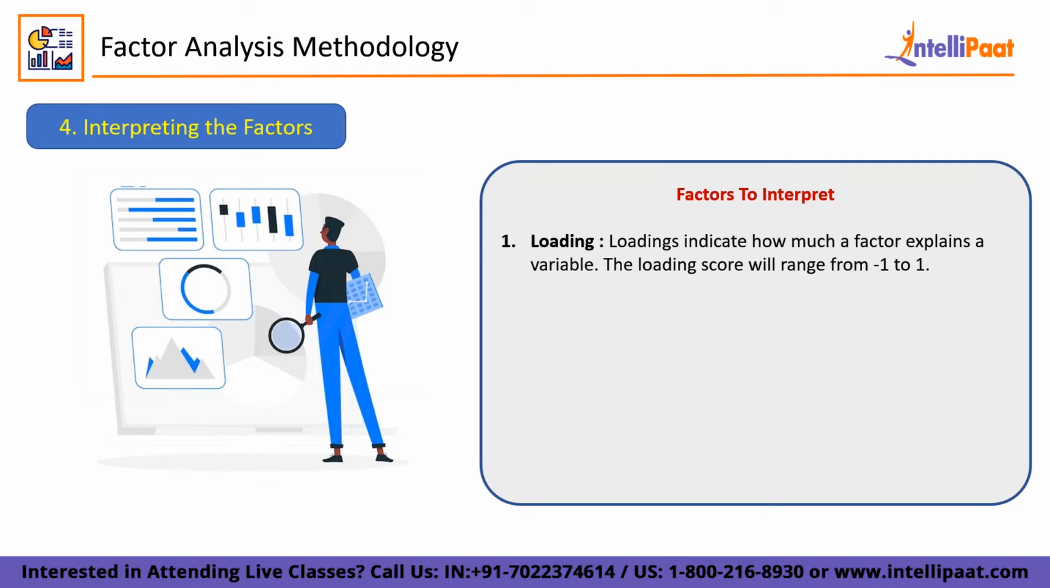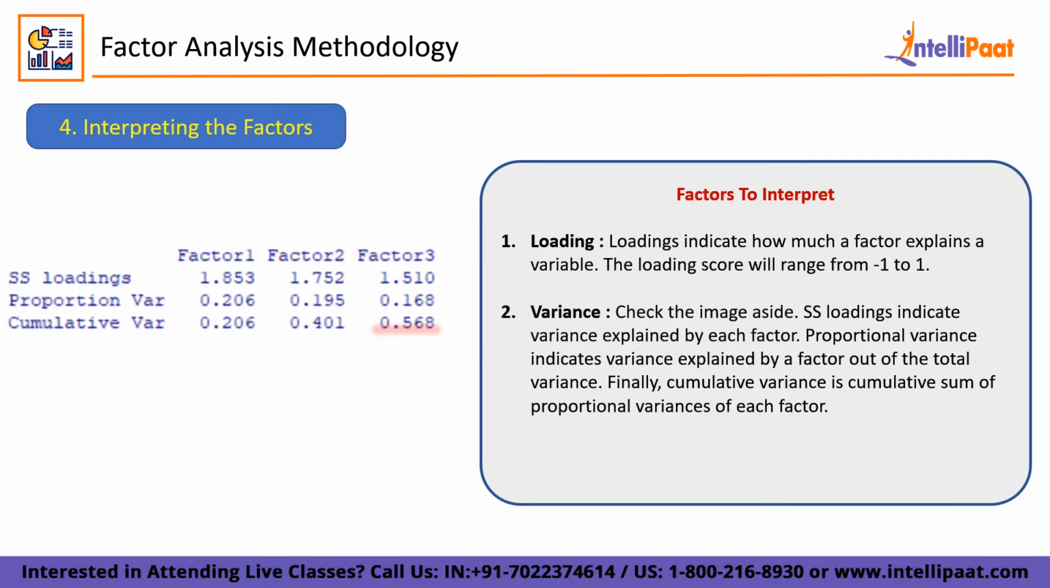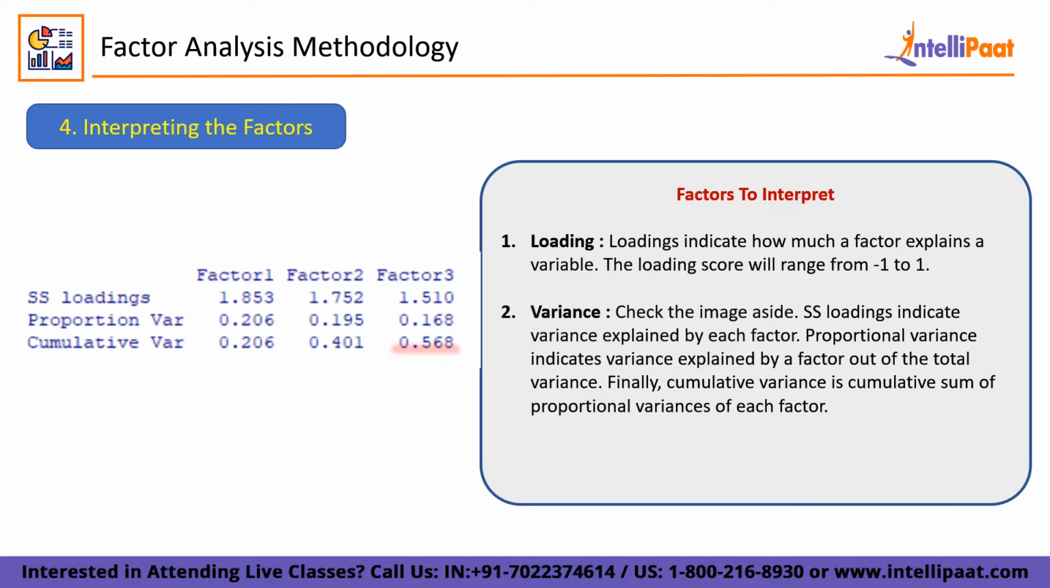Next is variance. Check out the screenshot over here. The first row represents the variance explained by each factor. Proportional variance is the variance explained by a factor out of the total variance. And cumulative variance is nothing but the cumulative sum of proportional variances of each factor. In our case, the three factors together are able to explain 56.8% of our total variance, which is a good number.